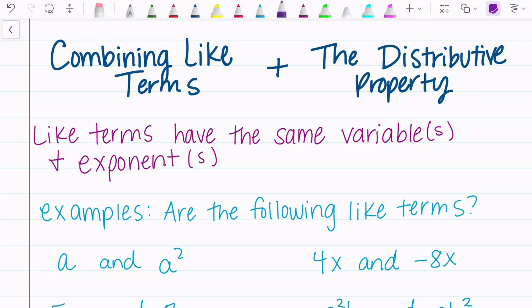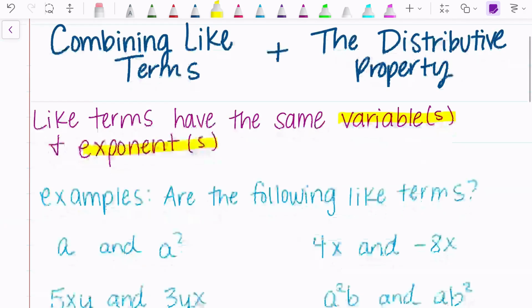In this video, I'm going to give you a quick explanation of how to combine like terms and use the distributive property. So in order for things to be considered like terms, they have to have the same variable or variables. It could have multiple, and they have to have the same exponent on those variables. So some examples of if they're like terms or not.